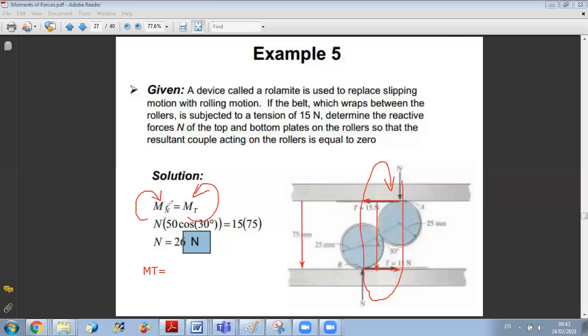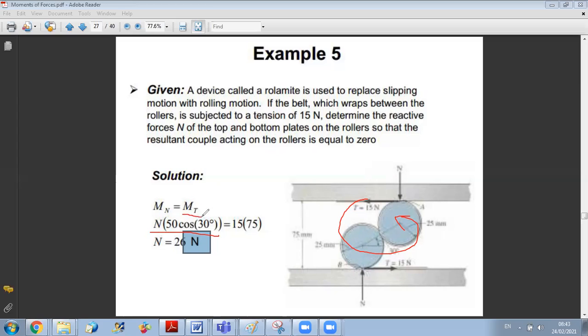So I want to express now the magnitude of M_T. As I can see in my figure, the couple of T is rotating in the counterclockwise direction. So already they are giving opposite directions. To have a resultant equal to 0, they should have the same magnitude to balance each other. So now I already found the magnitude of the first couple as a function of N. It's N times 50 cosine 30.